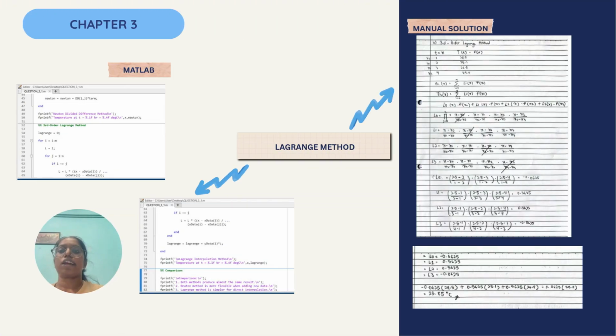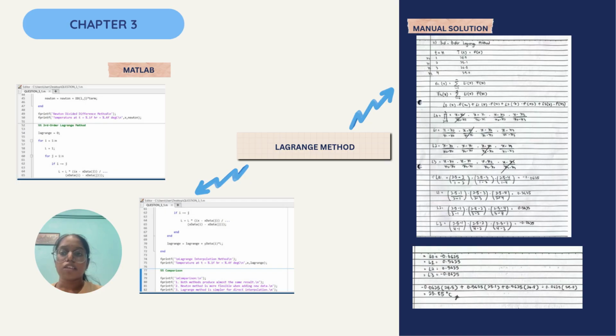Moving to this slide, we wanted to solve the exact same problem but using a completely different mathematical approach: the Lagrange interpolation method. We are using the same target time of 2.5 hours and the same 4 data points. Instead of building a step-by-step table like Newton, the Lagrange method calculates individual weights, labeled here as L0 to L3, for each data point.